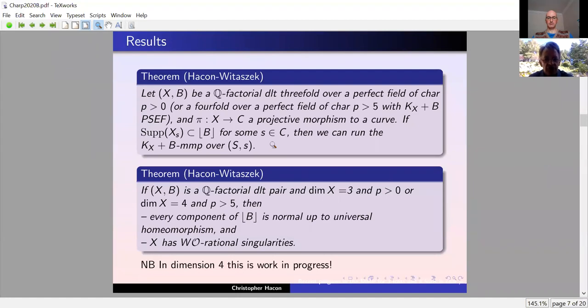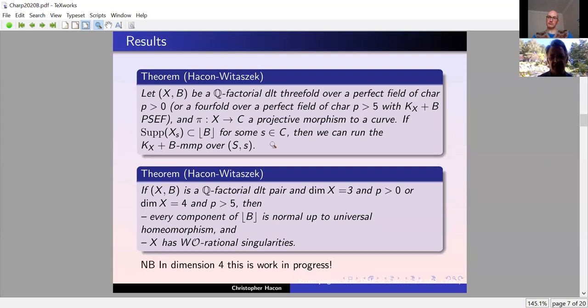And the next result is just stating some small examples of how the birational minimal model program can be useful. For example, earlier on, I alluded to the fact that for PLT and DLT pairs, it can happen that the components of the round down of B are not normal. Well, it's true that this can happen. The situation is not as bad as you may think. In fact, we're able to show that either in dimension 3 or dimension 4 and characteristic greater than 5, the components of the round down of the boundary of a DLT pair are normal up to universal homeomorphism. So this is like, for example, a cusp. The cusp is not normal, but it's normal up to universal homeomorphism. In characteristic P, being normal up to universal homeomorphism is sort of equivalent to factoring through a power of the Frobenius morphism.